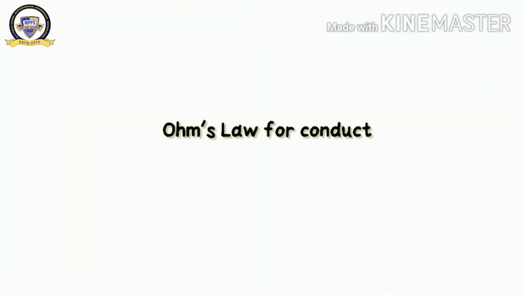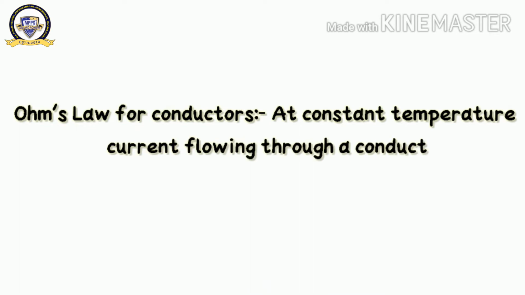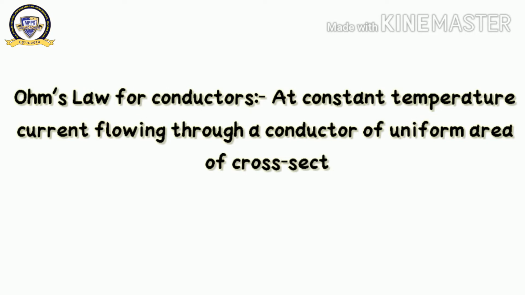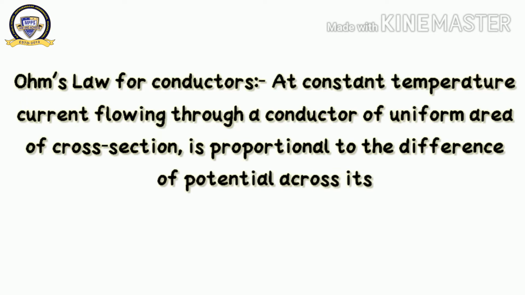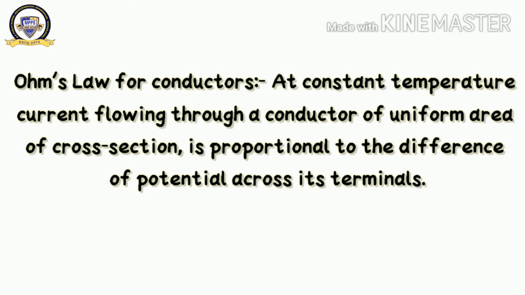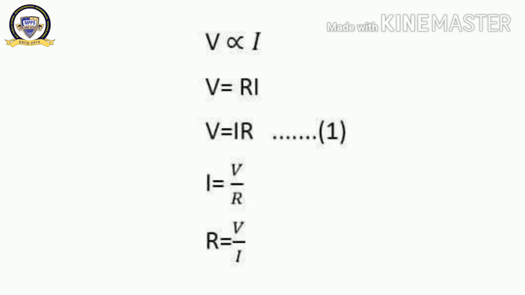You have already studied Ohm's law for conductors in your previous classes, but once again we are going to define it. As we have studied earlier, at constant temperature, current flowing through a conductor of uniform area of cross section is proportional to the difference of potential across its terminals. That means if electric potential is increased, then electric current will also increase in the same way. This is the mathematical relation of Ohm's law, which shows that the potential is directly proportional to the current, and a new term is generated which is resistance.